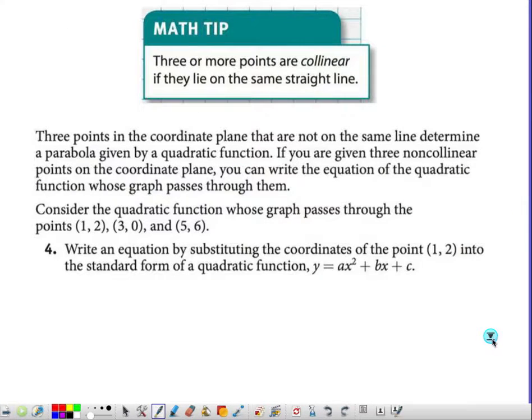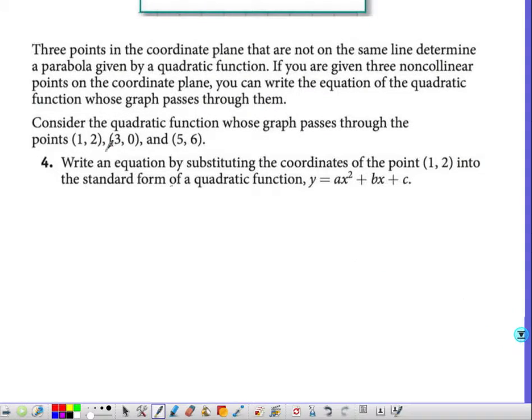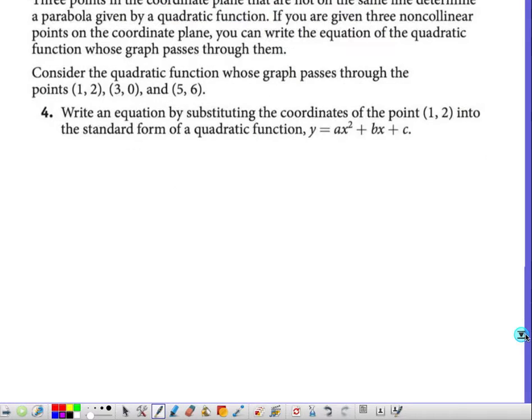Now, here's what we're going to do, the main part of the lesson. Consider the quadratic function whose graph passes through the points (1, 2), (3, 0), and (5, 6). Write an equation by substituting the coordinates of the point (1, 2) into the standard form of a quadratic function, y equals ax squared plus bx plus c. So here's the standard form of a quadratic function.